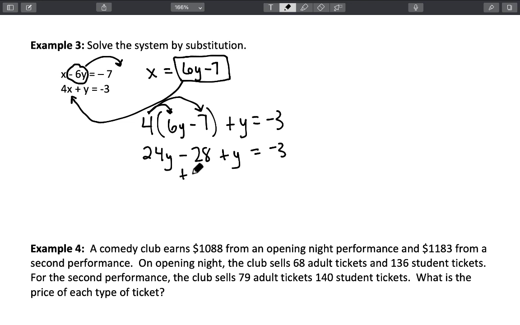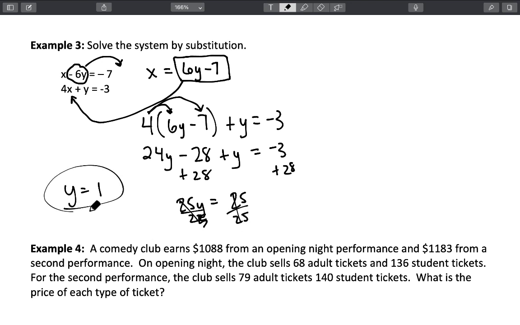All right, we're going to add the 28 over, and we're going to combine the 1y and the 24y to give me 25y is equal to negative 3 plus 28, which is positive 25. Dividing off the 25 now, not 22, dividing off the 25, we get a y value of 1.